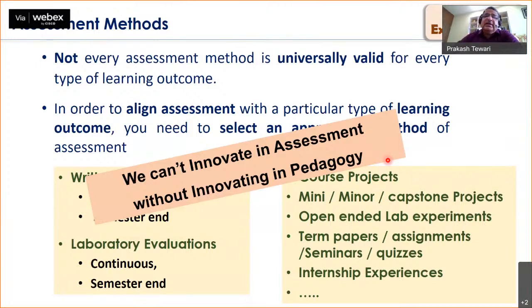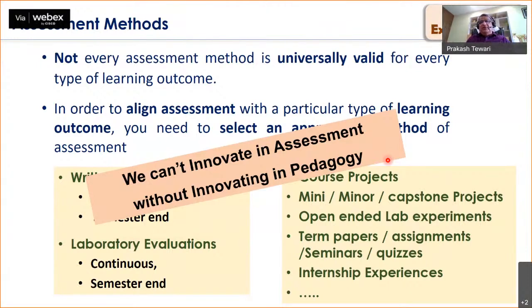You have to bring in a freshness, a new teaching-learning method you have to adopt. There you have to train the students for doing projects, course projects, mini projects, minor projects. In labs you have to innovate in how to conduct open-ended lab experiments. After doing everything, then you have to bring in innovation in assessment. Then students will be comfortable.